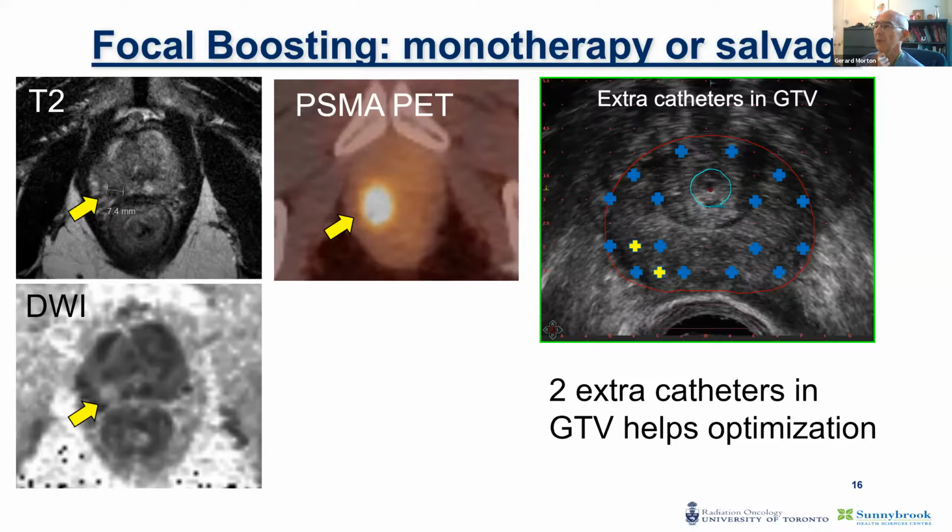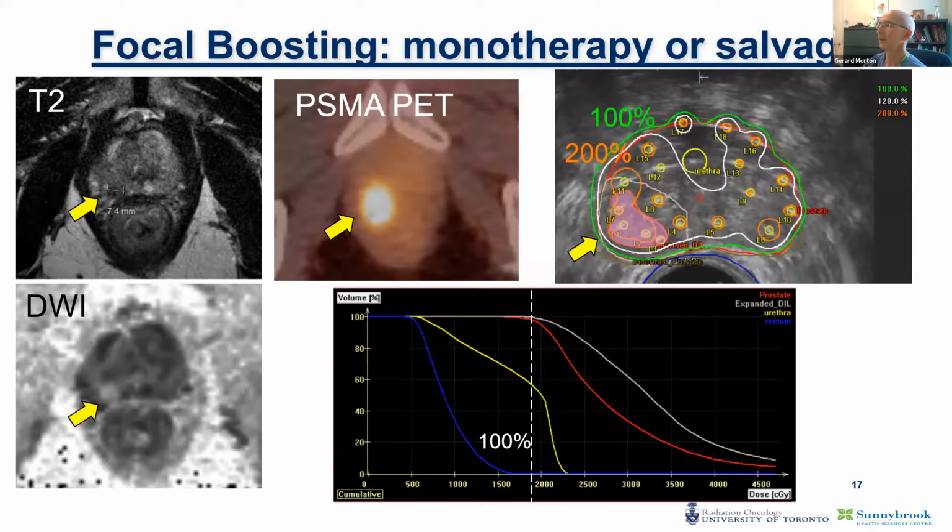Another application would be for focal boosting. So again, here's a T2 and a PSMA PET scan showing a Gleason 4+3 lesion in the peripheral zone on the right, as you can see. Covering this is going to be improved by placing some extra catheters right into the GTV. And this will allow us to get a very nice dose into the GTV. What you're looking at here is the 200% isodose.